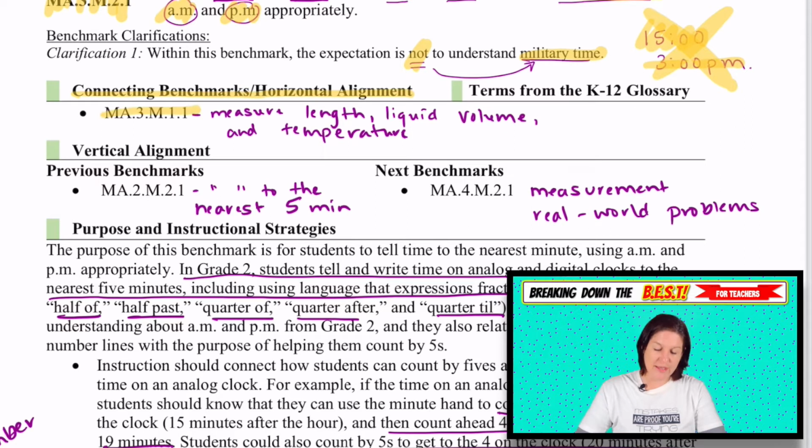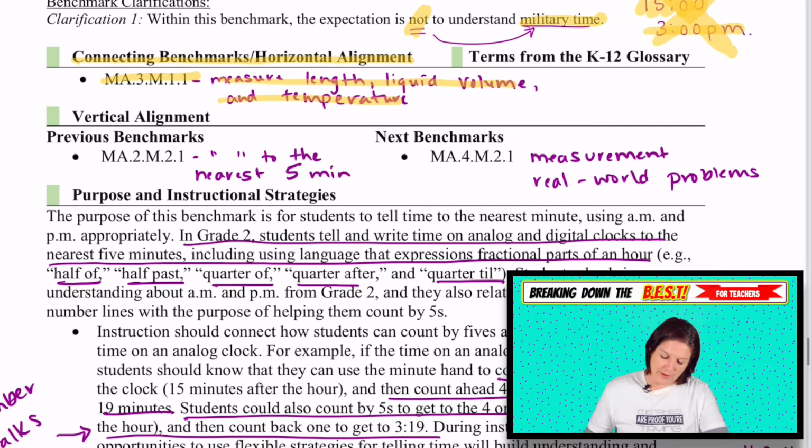Well, we've got the MA.3.M.2.1, which is measuring length, liquid volume, and temperature. And you might be thinking, how does that have anything to do with what we're doing? We're measuring with time. It's a measurement standard, and it's being able to use a number line to figure out what certain markings are, which we have to do on a clock.